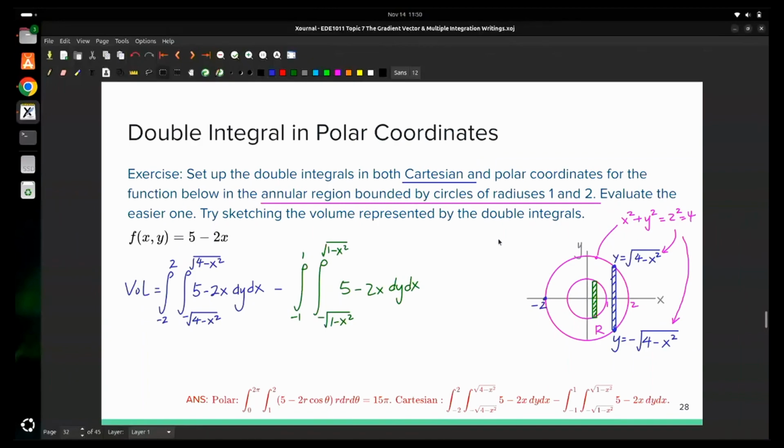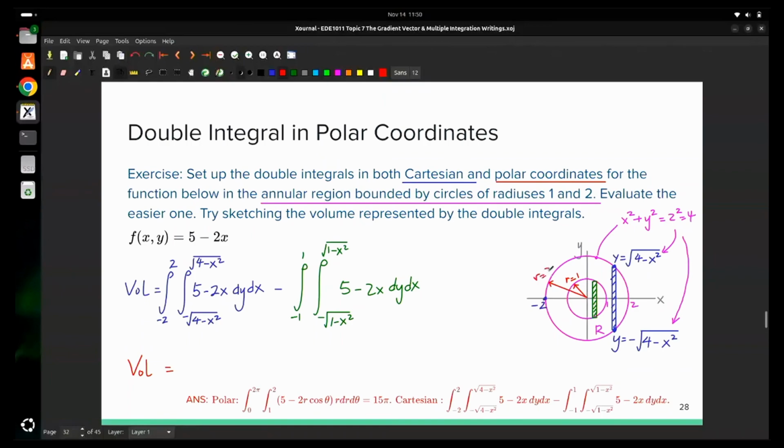Okay, then what about the polar one? The polar one is very easy. Polar coordinates. So volume in polar. Can see that for polar, right? What's the R? The R is going to be from R equals to 1, because this is R equals to 1. Then all the way to R equals to 2. So the limits for R are constants.